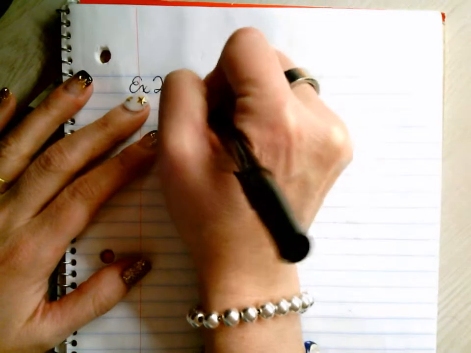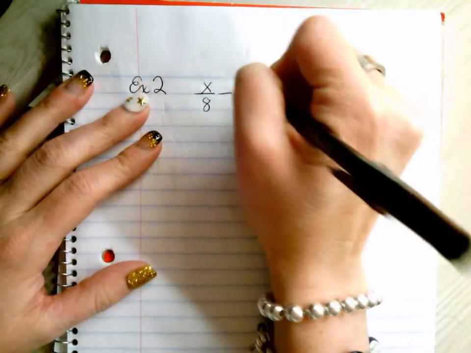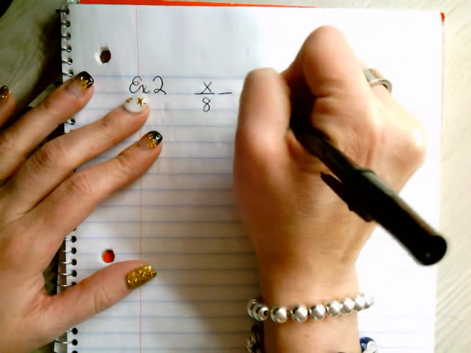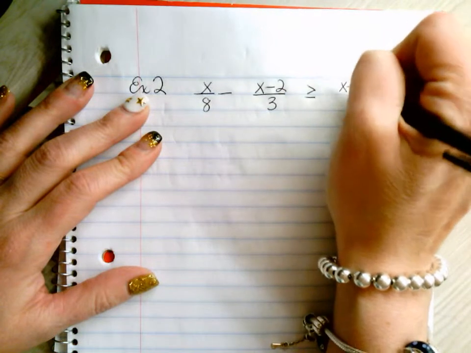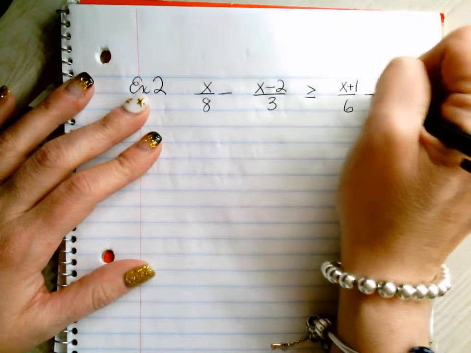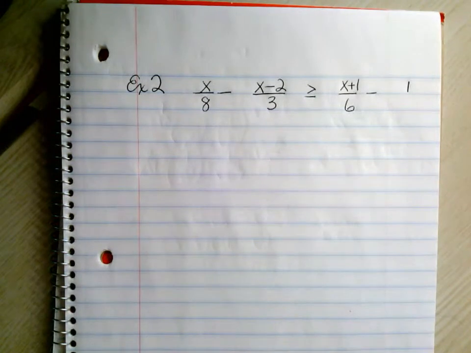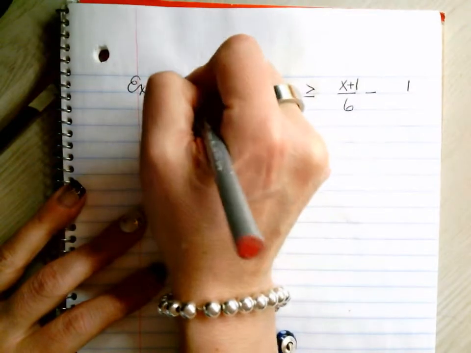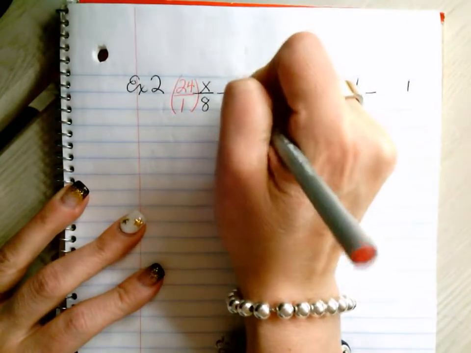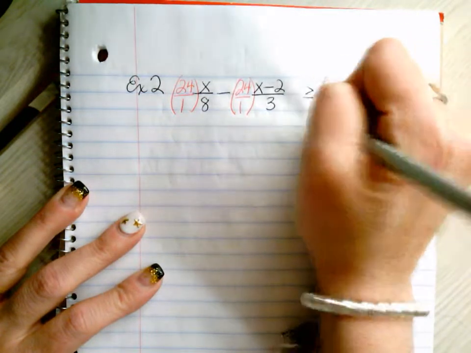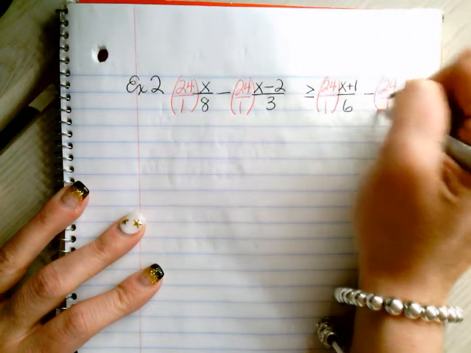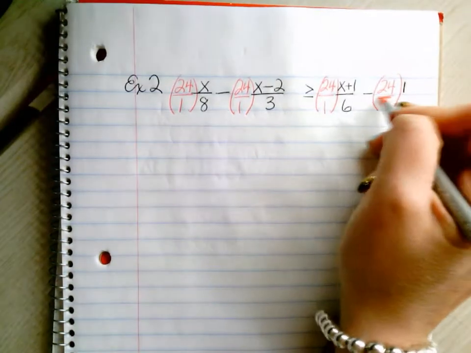So x over 8 minus space x minus 2 over 3. I want to have room. Greater than or equal to space x plus 1 over 6 minus 1. Okay, I left my spaces so that I have room for my greatest common factor. 8, 3, and 6. Would you say 24? 24 over 1. Okay. By doing that, that's not a t, that's over 1.